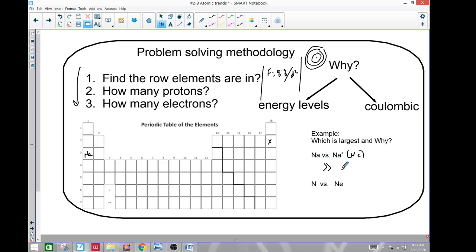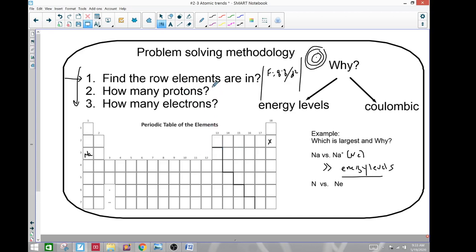Why? Energy levels. And I'm giving a blurb statement here, but you could write a complete sentence to make this clearer that Na has 3 energy levels, Na+ only has 2. Therefore, Na is larger. All right, so the first thing we do is really just look at the rows the elements are in. This tells us the number of energy levels, which is a huge factor. All right, what if they're in the same row? Well, then they're similar size.